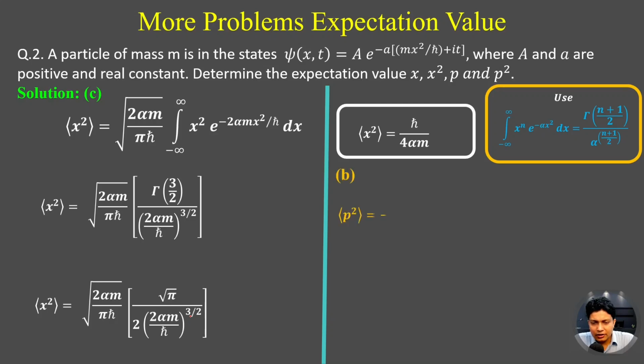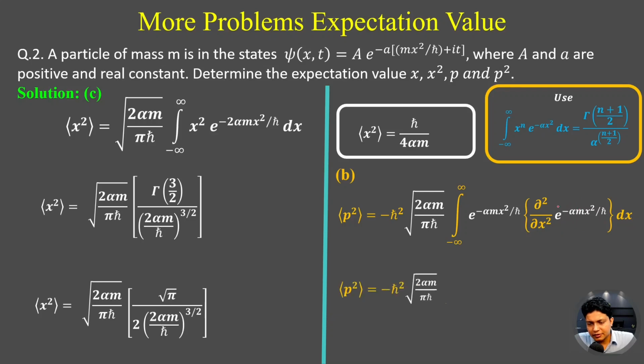Now let's try to calculate the expectation value of p square. The expectation value of p square is minus h cut square under root 2 alpha m upon pi h squared, integration from minus infinity to plus infinity, e to the power minus alpha m x square by h squared, and p square means h squared, d square upon dx square. So here this is the psi function also, e to the power minus alpha m x square by h squared, into dx. Now if we take the double derivative of this, alpha m by h squared comes out outside, and the psi function is as it is.